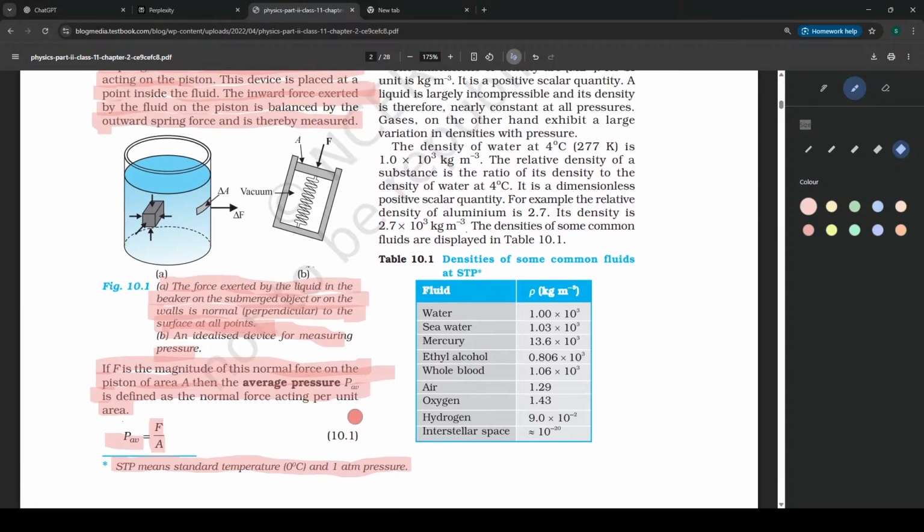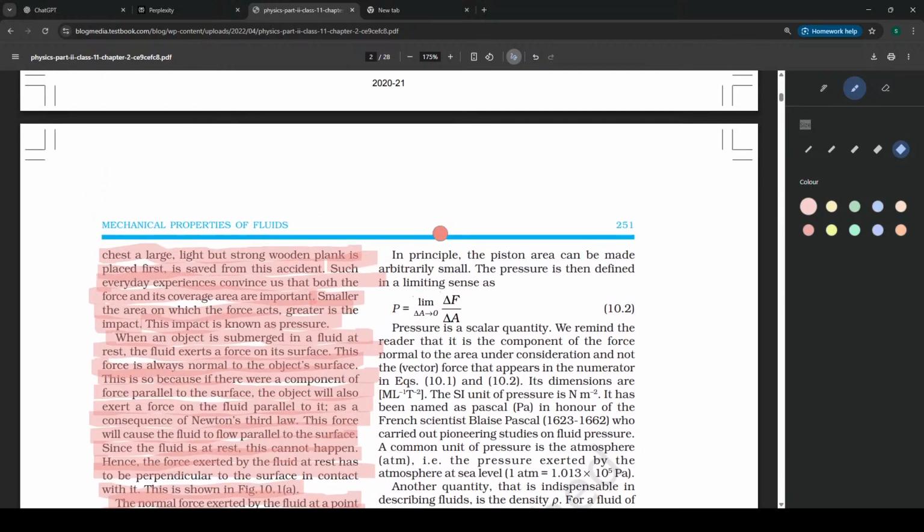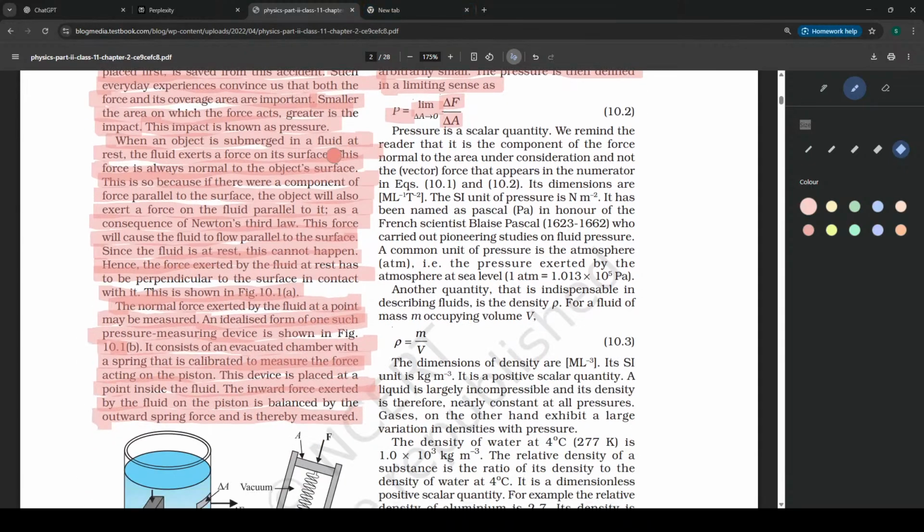Average pressure is equal to force by area. In principle, the piston area can be made arbitrarily small. The pressure is then defined in a limiting sense as P equals the limit as delta A approaches 0 of delta F by delta A. Pressure is a scalar quantity. We remind the reader that it is the component of the force normal to the area under consideration, and not the vector force, that appears in the numerator in equations 10.1 and 10.2.